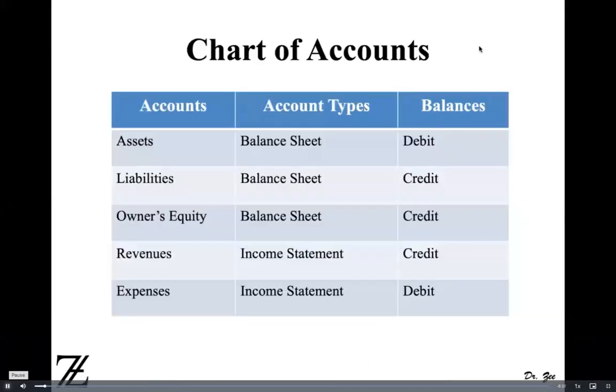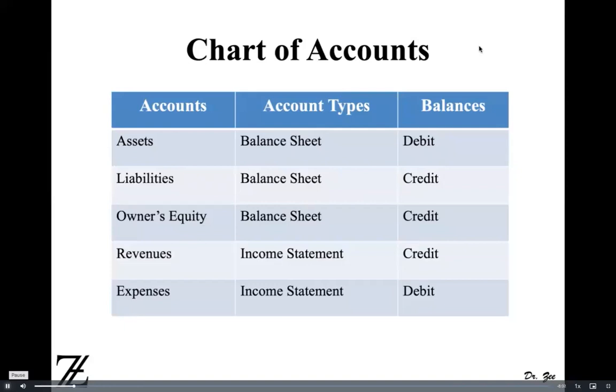In this video, I'll be discussing chart of accounts. The major accounts are assets, liabilities, owner's equity, revenues, and expenses. Assets, liabilities, and owner's equity are balance sheet accounts, whereas revenues and expenses are income statement accounts. Balance sheet and income statements are financial statements, which we are going to discuss in another video. But in this case, I'll be focusing on the chart of accounts.